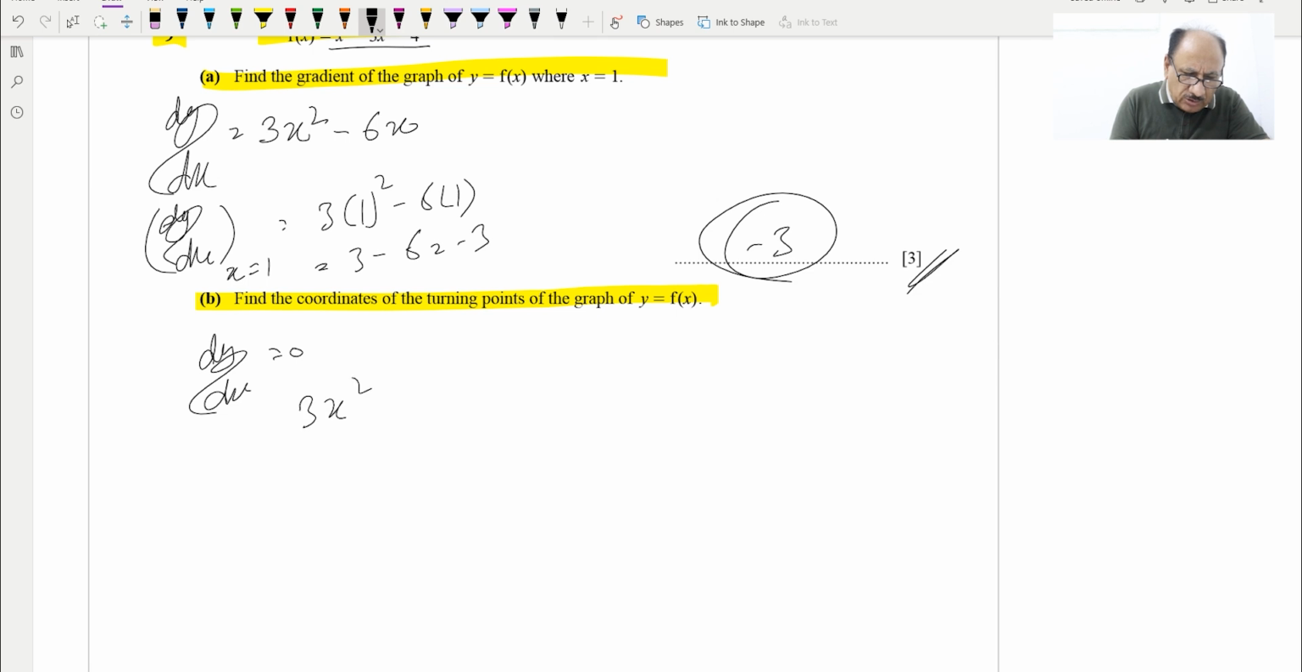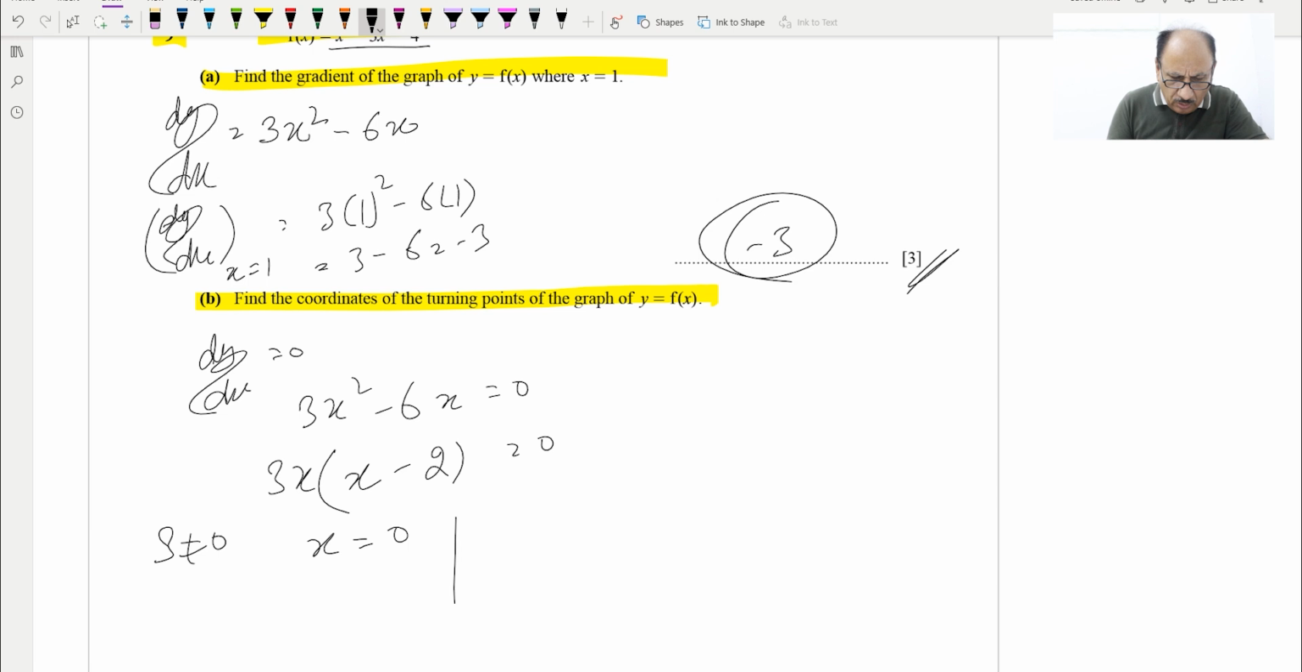So 3x square minus 6x is equal to 0. 3x we can take common, so inside will be x minus 2 is equal to 0. So 3 is not equal to 0, so this implies x is equal to 0 or x minus 2 is equal to 0. So x is equal to 2. So one option is this one, second option is this one.